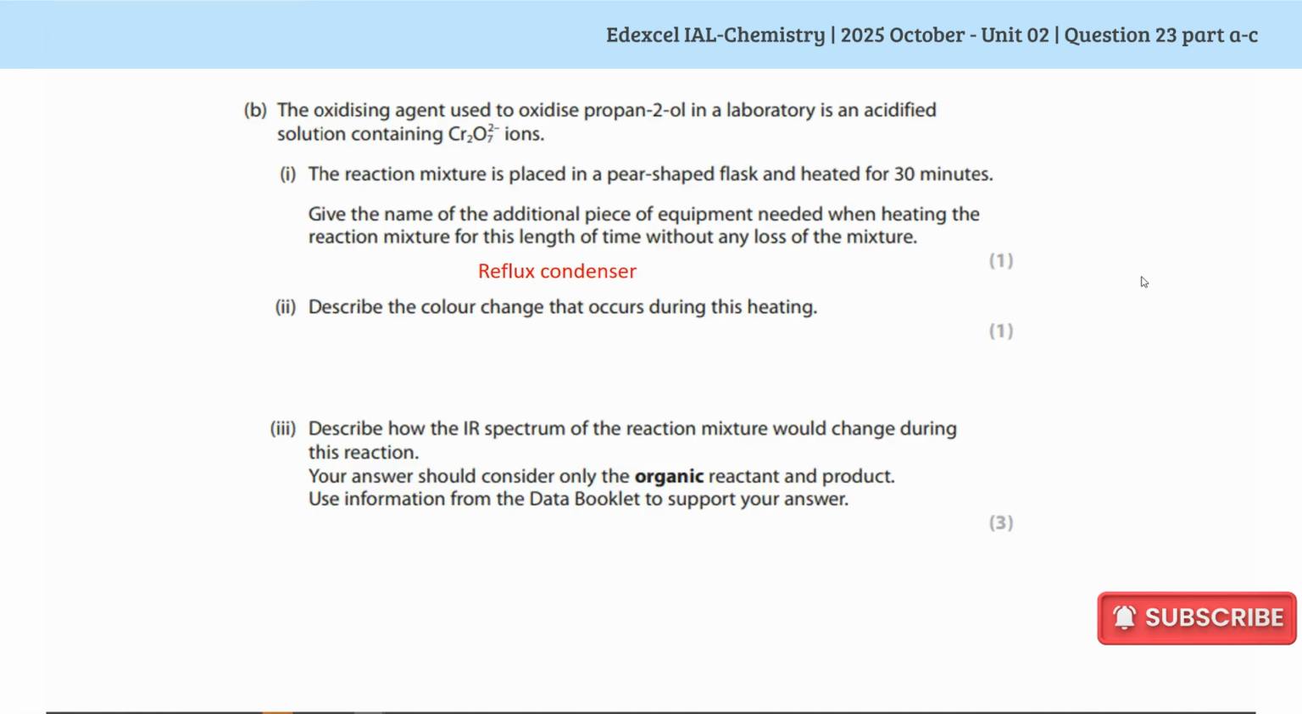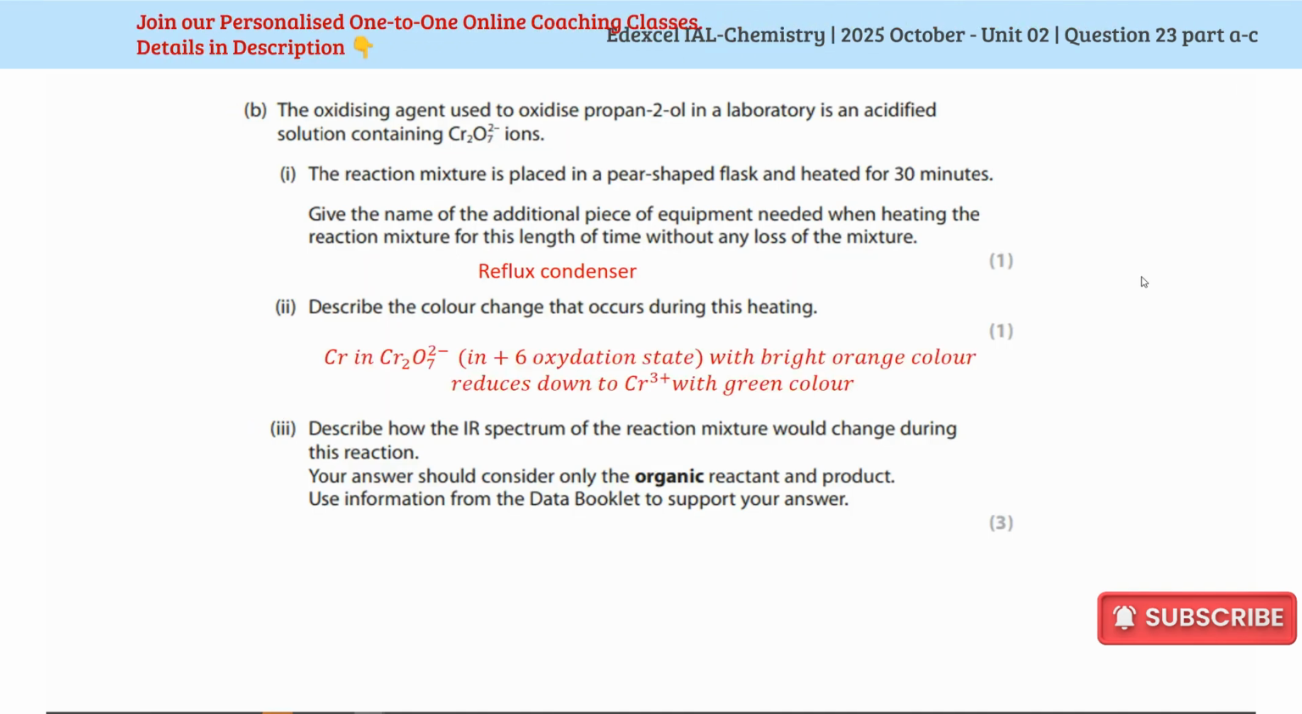Describe the color change that occurs during this heating. We are starting with dichromate ion, which has a bright orange color, and it is getting reduced down to chromium 3+ with a green color. So the color change would be bright orange to green.